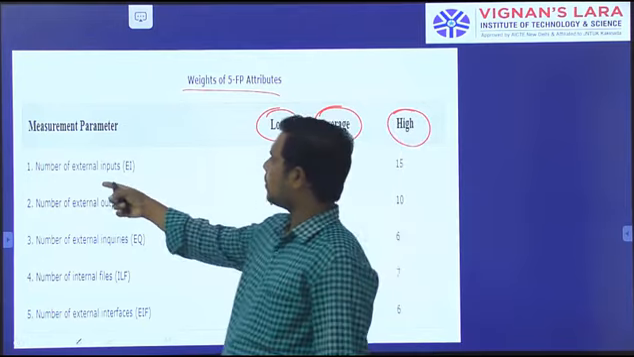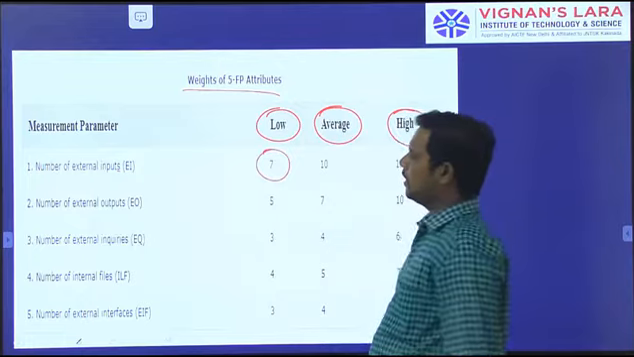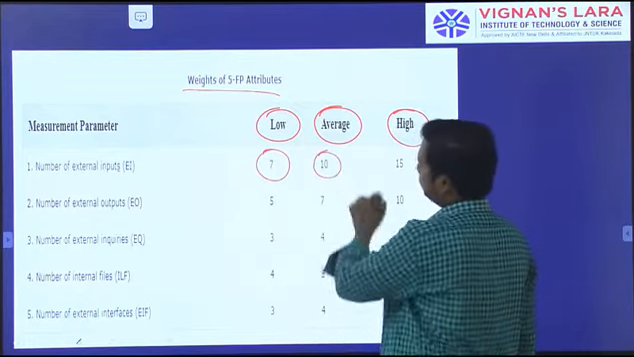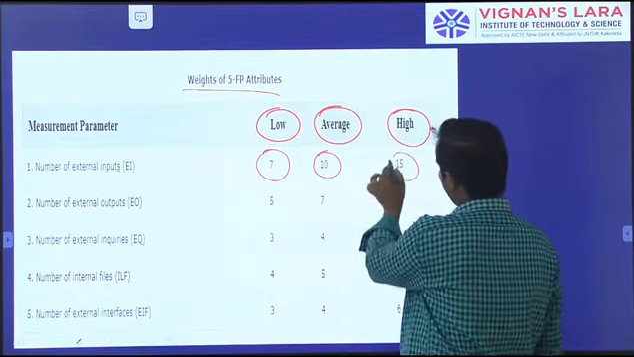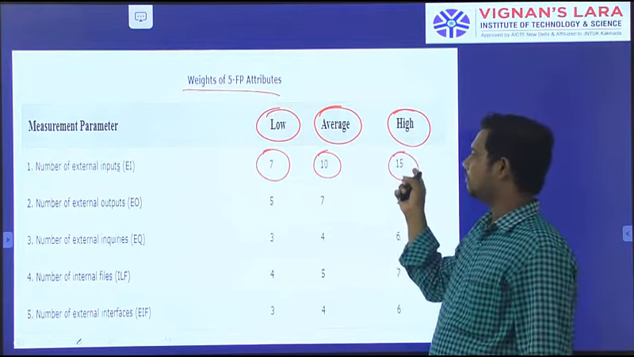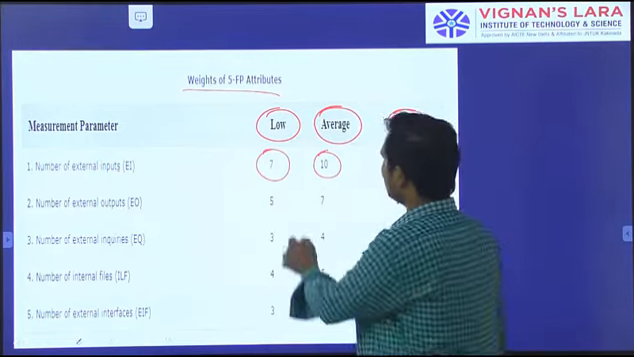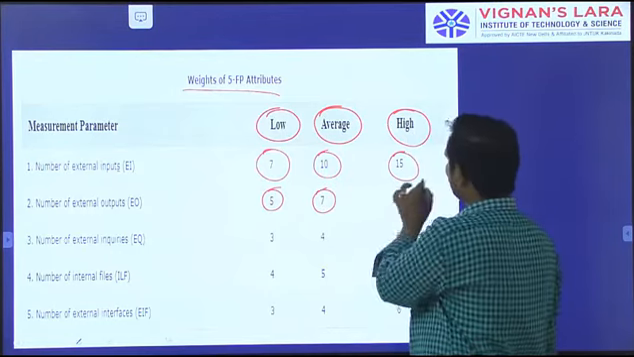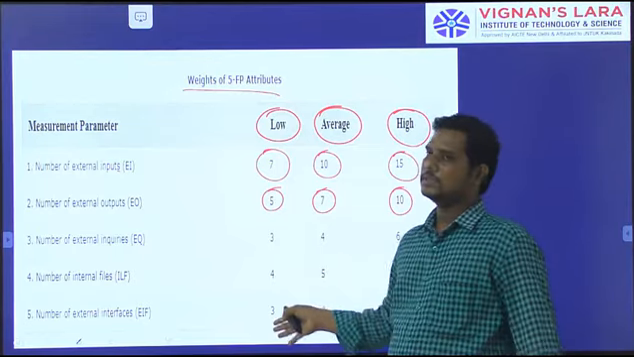Suppose for the number of external inputs we take 7 for a low level project. For the number of external inputs we take 10 for an average project. For a high level project we take 15. So here the highest range we are taking is 15. Suppose you can see that for the number of external outputs in the low level project we take 5 only, here we will take 7 only, and here we will take 10 only. Like that we are calculating all this estimation.